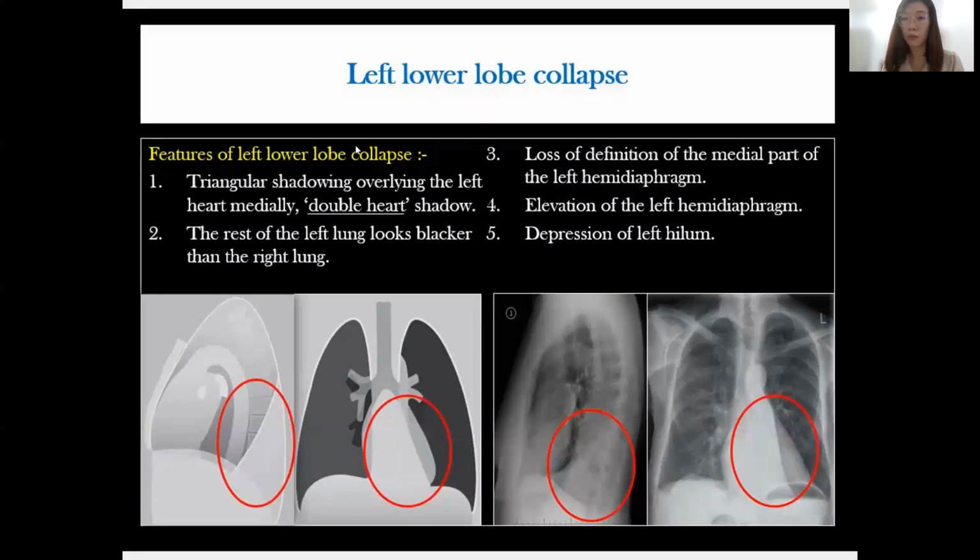Next, left lower lobe collapse: triangular opacity or shadow at the left heart medially. So this is an example. This is a left lower lobe collapse. This is easy to identify, but some of us may miss it because we thought it's a heart border. That's why the retrocardiac region is always a review area.